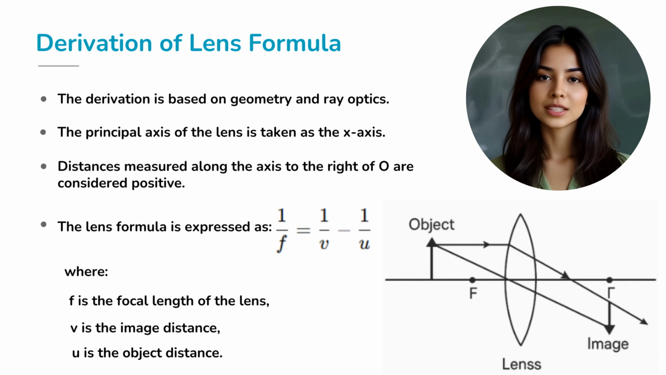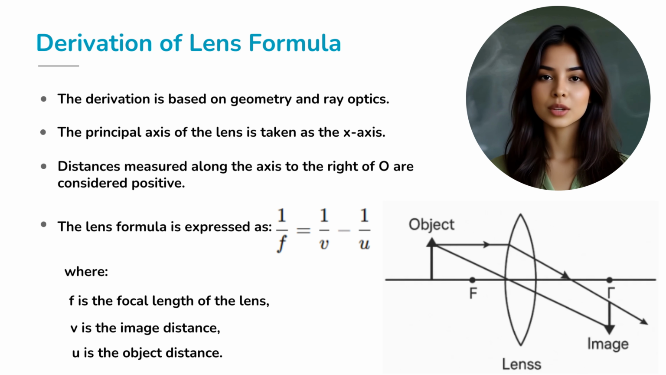Now, the derivation itself. We start by tracing two rays from the top of the object. The first ray passes parallel to the principal axis and then refracts through the focus. The second ray passes through the optical center of the lens without deviation. These two rays meet at a point on the other side of the lens, and that point gives us the image position. As you can see in the diagram, that's exactly where the object is brought into sharp focus. Using geometry of similar triangles, we arrive at a relationship between three distances: the object distance u, the image distance v, and the focal length f.